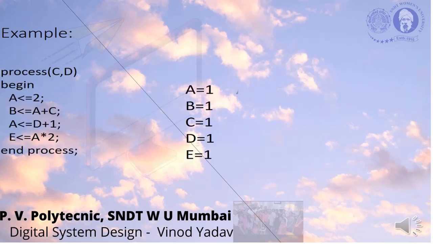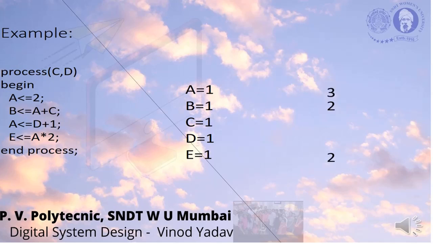We'll go back to the same sum and see it once again. A is assigned the value 2, B is assigned the value A plus C, A is assigned the value D plus 1, and E is assigned the value 2. Remember, initially all of them have the value 1. So after execution of the process, A will become 2, then 2 plus 1, 3.